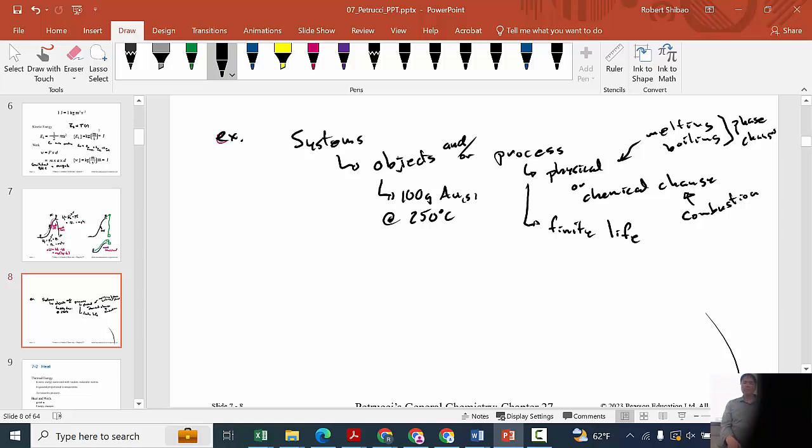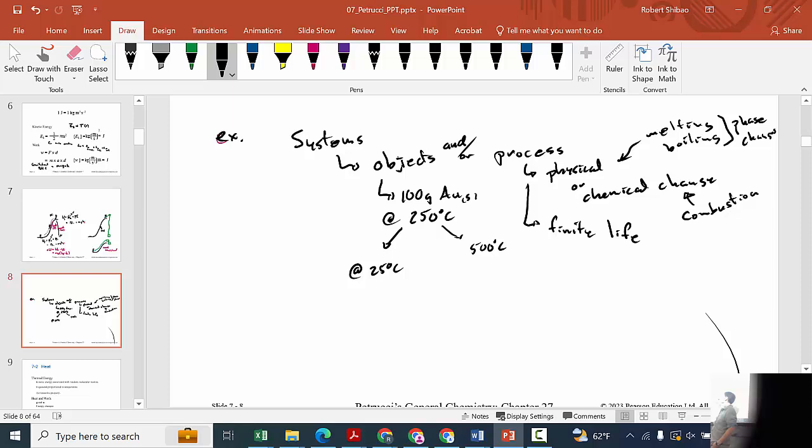And so we'll be looking at this. This could get hotter or this could get cooler. So let's say it cools down to 25 degrees Celsius room temperature, or let's say it warms up to 500 degrees Celsius. If I cool the gold bar down to 25 degrees, do I still have the gold bar? Yeah, the gold bar is there. That's the system here. The gold bar is the system.